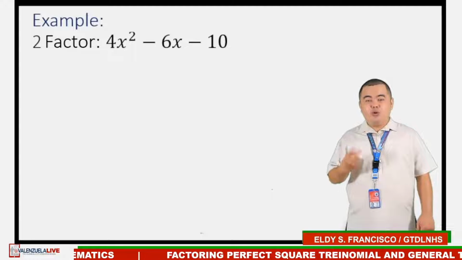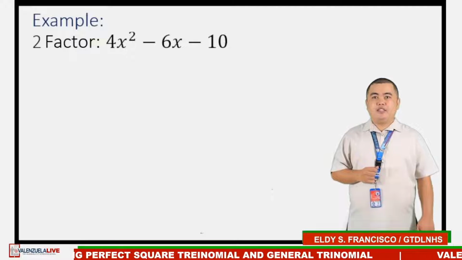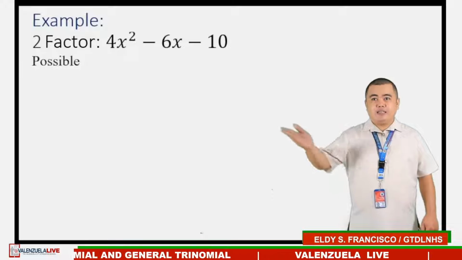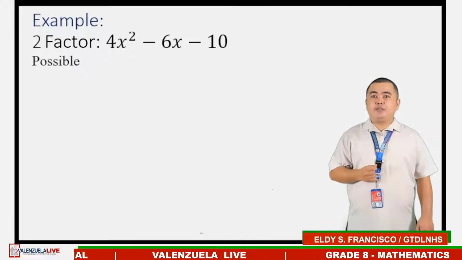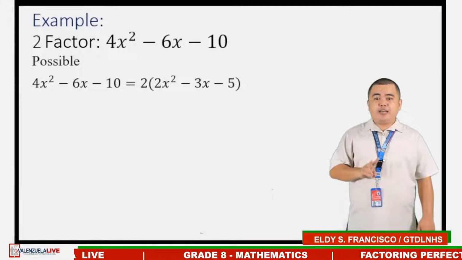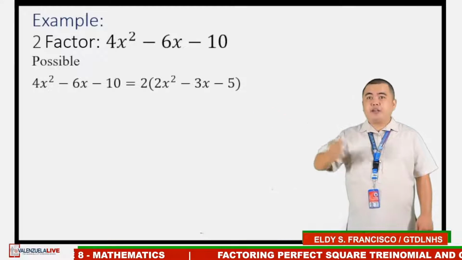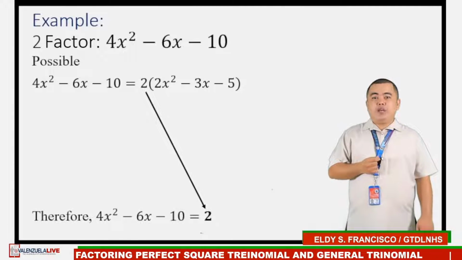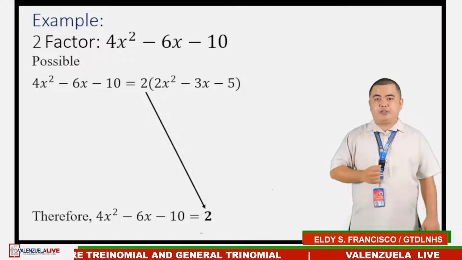Example number 2. Factor 4x squared minus 6x minus 10. Step 1. Factor out any common monomial factor if possible. Yes, that is possible. Then, we have 4x squared minus 6x minus 10 equals 2, which is the greatest common monomial factor, times quantity 2x squared minus 3x minus 5. And we have now 2 as one of the factors of our given expression.